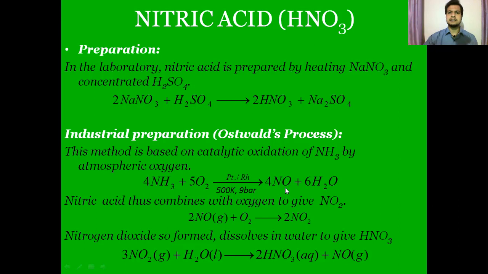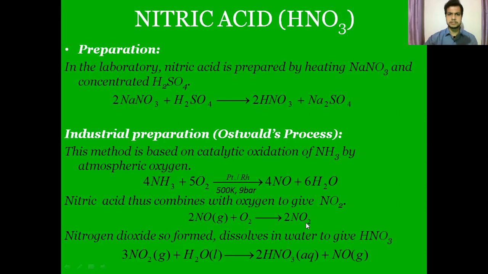This nitric oxide reacts readily with oxygen to give you nitrogen dioxide, which can be easily traced because nitric oxide is a colorless gas, but the moment it reacts with oxygen, it gives you a brown gas, which is nothing but nitrogen dioxide. Nitrogen dioxide is very easily soluble in water. If you dissolve nitrogen dioxide in water, it gives you nitric acid, and the side product is nitric oxide. This nitric oxide is again used in the second step to give you nitrogen dioxide again.